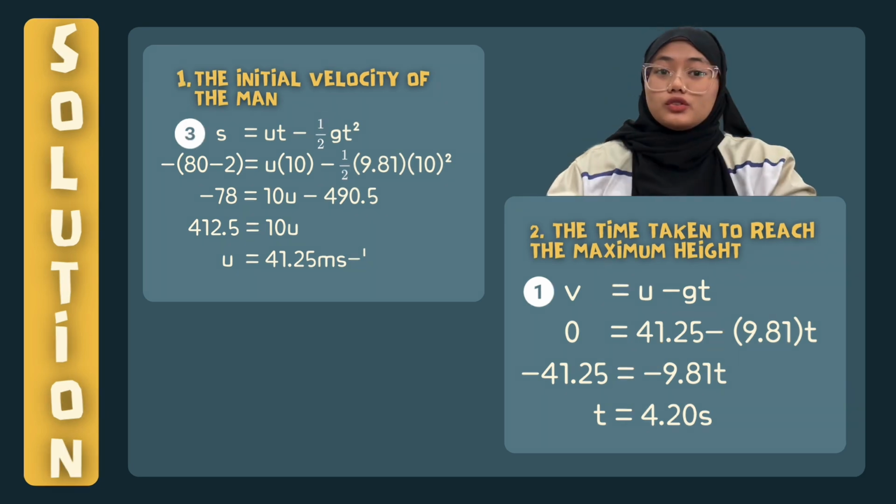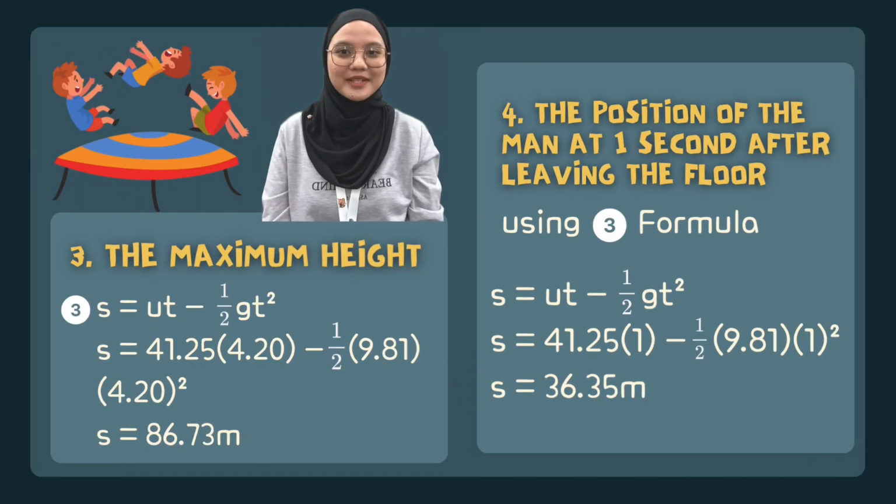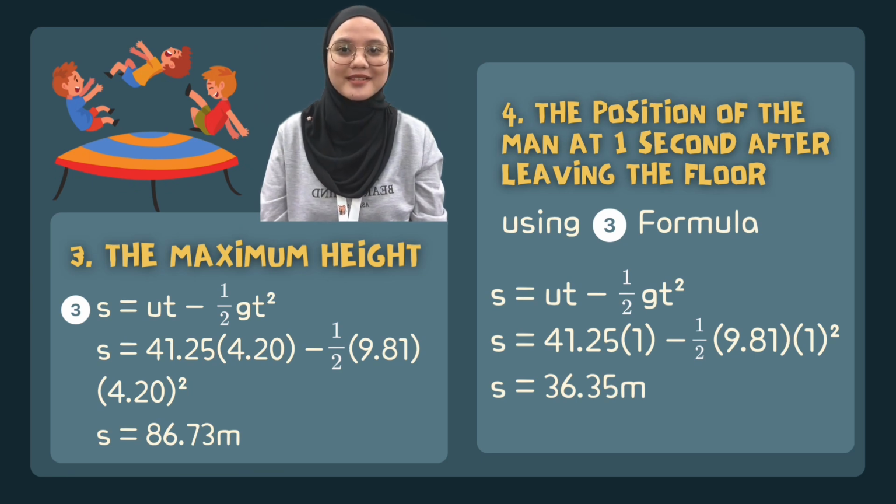Now we move on to the third question. Next, we have to find the maximum height, which is the distance or S. By using the second formula, we substitute the value of U, which is 41.25 meter per second, G is 9.81 meter per second squared, and T is 4.2 seconds into the formula. Then we get 86.73 meter as the maximum height.